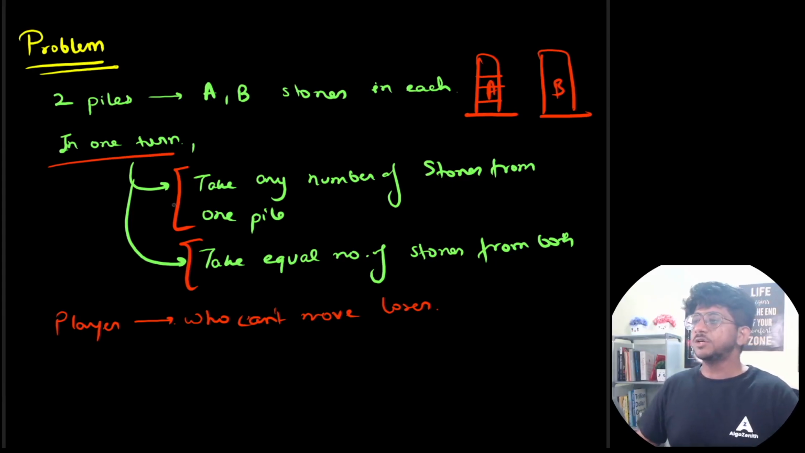So given a configuration A comma B, we need to tell whether player one is going to win or player two is going to win. So this is, let's say, the problem. How do we solve this one?